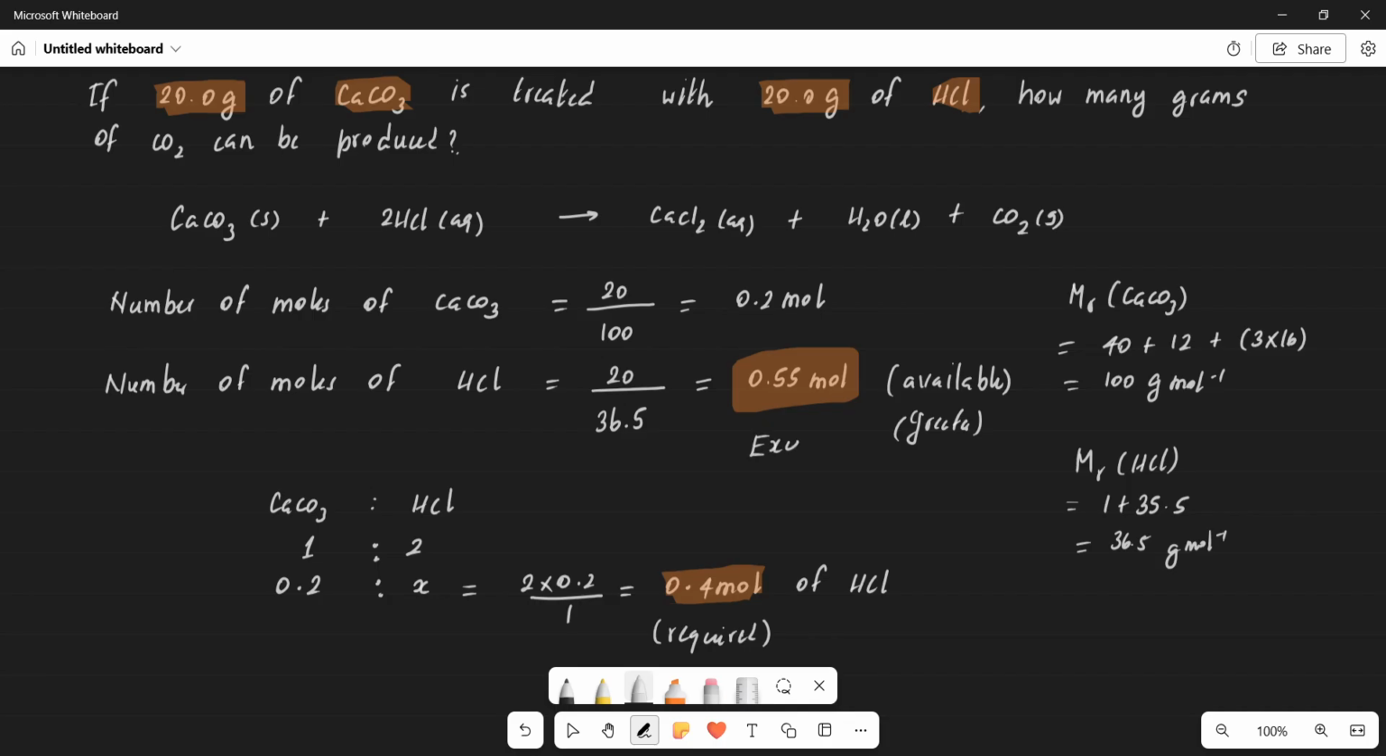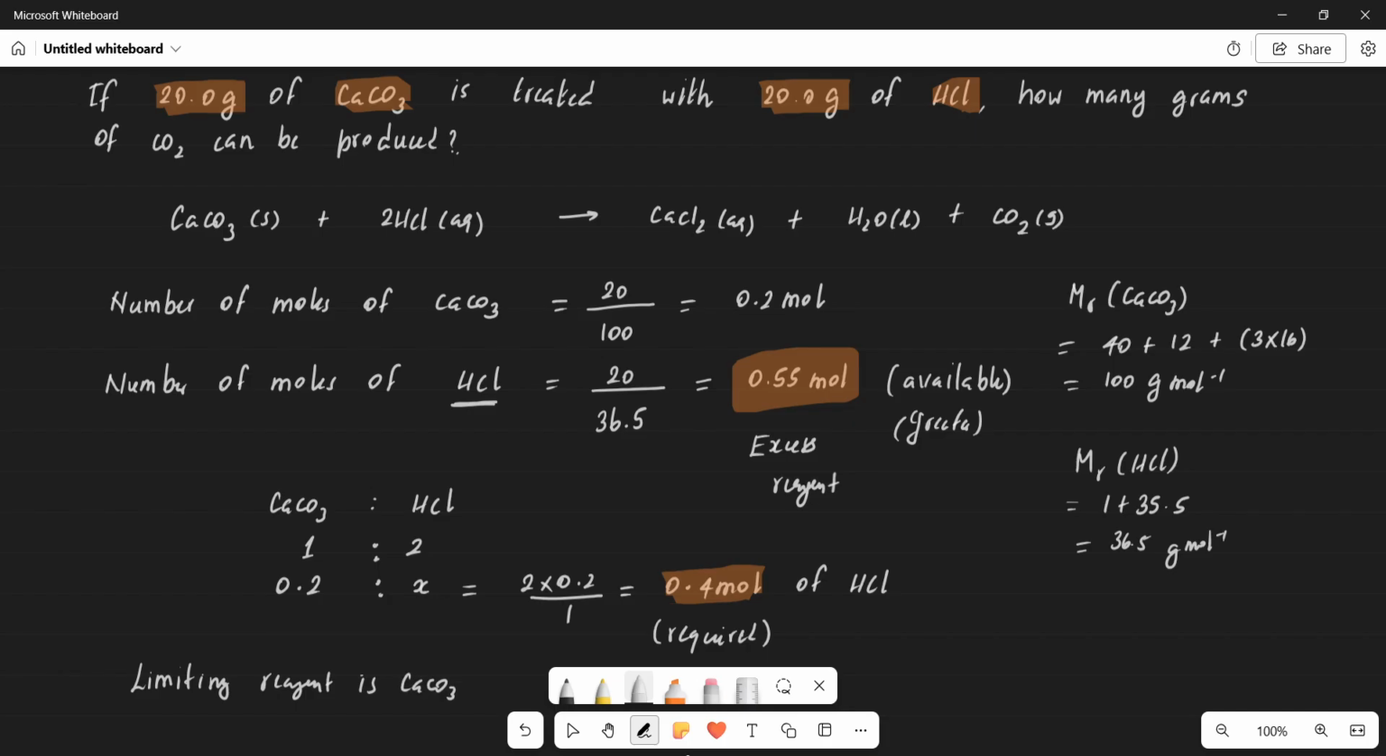So this is the excess reagent. Who is the excess reagent? HCl is the excess reagent. Then who is the limiting reagent? The limiting reagent is calcium carbonate.